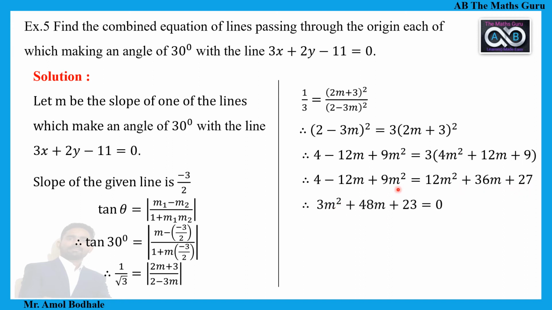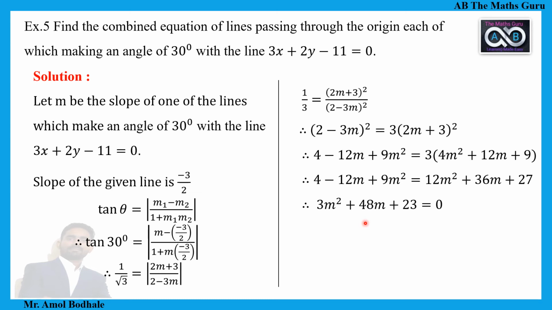So here 12 minus 9, that is 3m square, 36 plus 12 that is 48 m, and 27 minus 4 that is 23 equal to 0. So this is the auxiliary equation. Now to calculate the value of m, we must solve this equation. Then we will get the value of m, and using that value of slope we can calculate the equation of line passing through origin having that slope m, but it is little difficult.